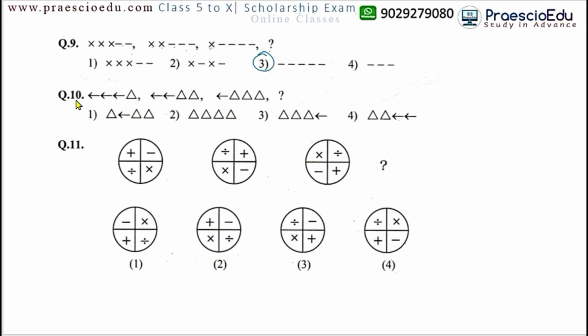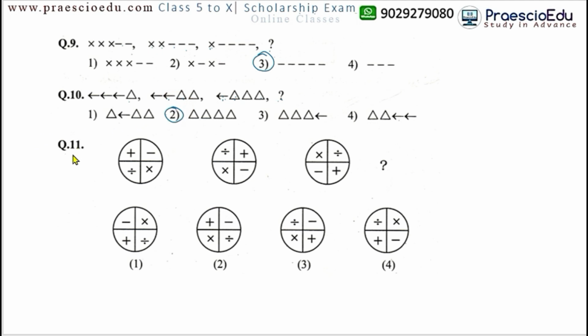Now question number 10, there is the left side arrow 3 and then triangle. Now one arrow is reduced but the triangle is increased by one quantity. In the next terms, one arrow is reduced but one triangle is increased by one quantity. So on the question mark, now the arrow will disappear and all the 4 symbols are the same triangle. So means option number 2 is perfectly matching.